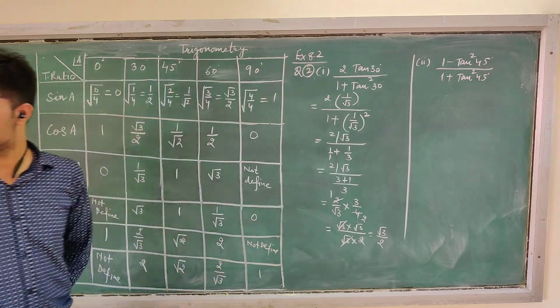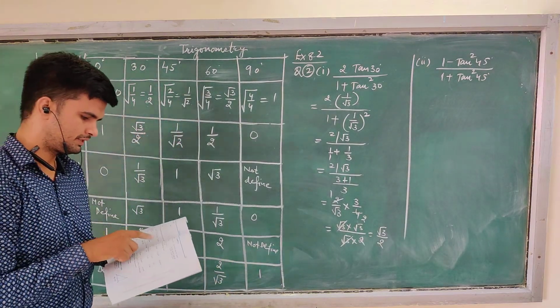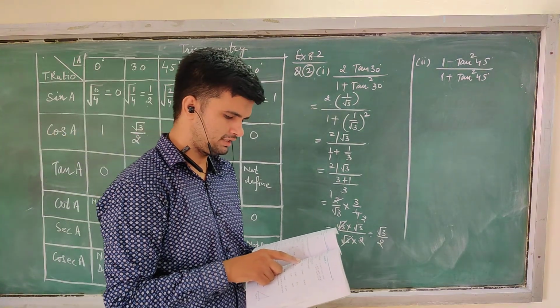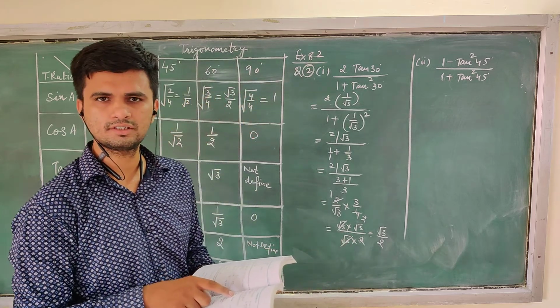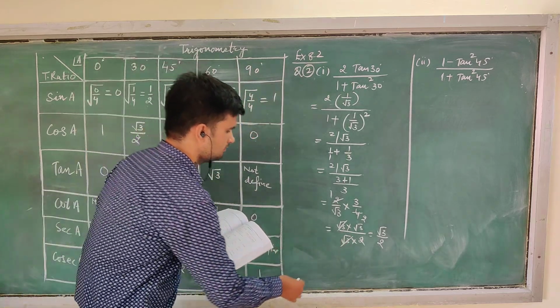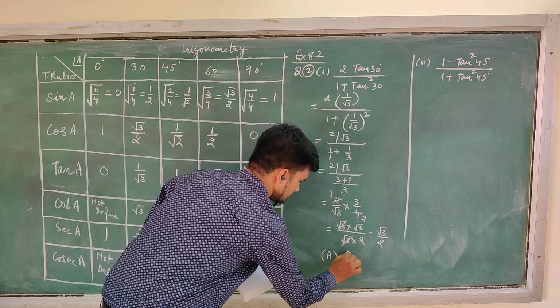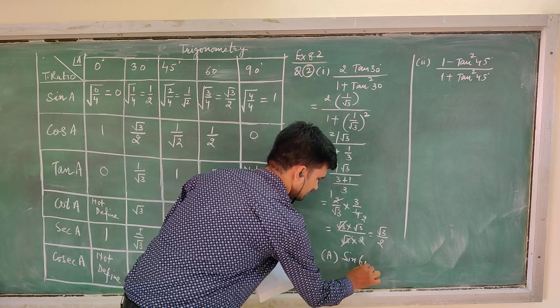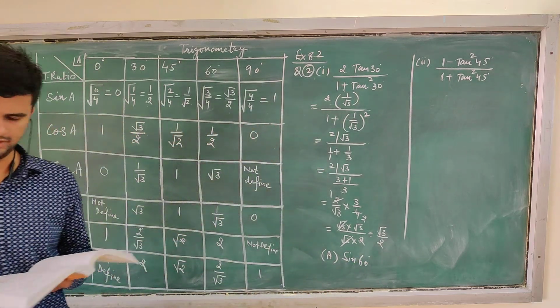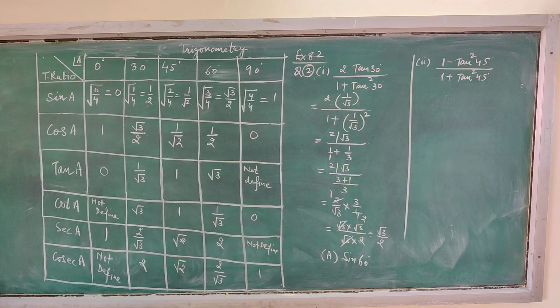Now see the options which are given in the question. The first option A is sin 60. We know sin 60 is root 3 by 2. So option A, sin 60, is your answer. Now come to the second part.